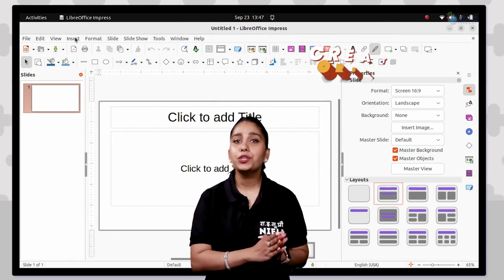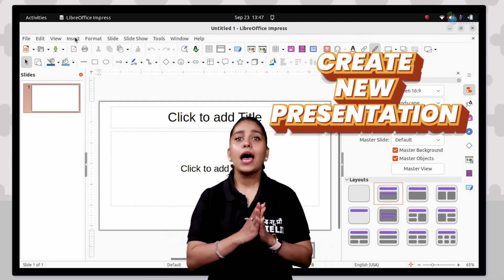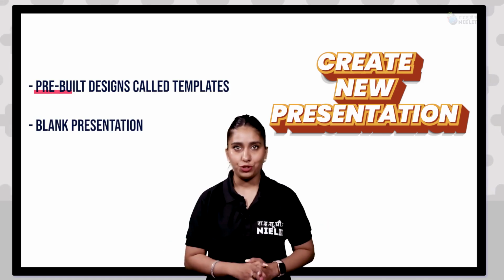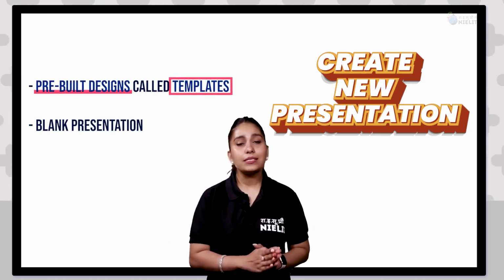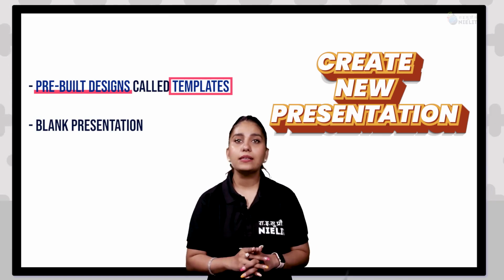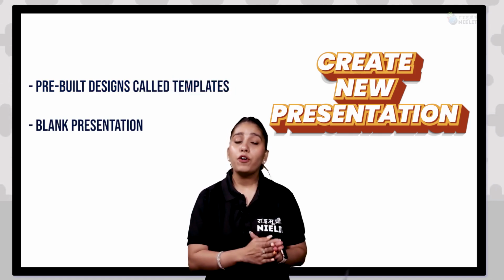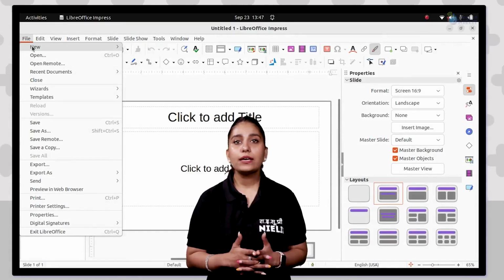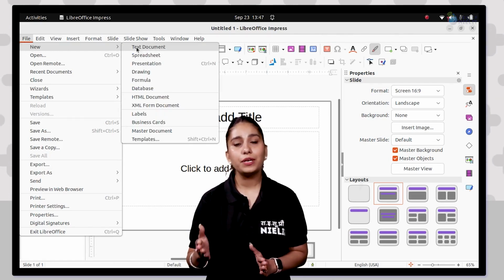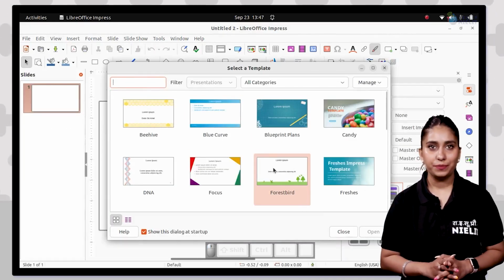Now, how do we create a new presentation? In Impress, we can create presentations either by using some pre-built templates, or we can start with a blank presentation. In Impress, a template is called a design of presentation slide. You can select any template that suits your needs. To create a presentation based on a template, follow the following steps. Click on the File tab from the drop-down list. Then select New and Presentation. Then a select a template dialog box will appear.